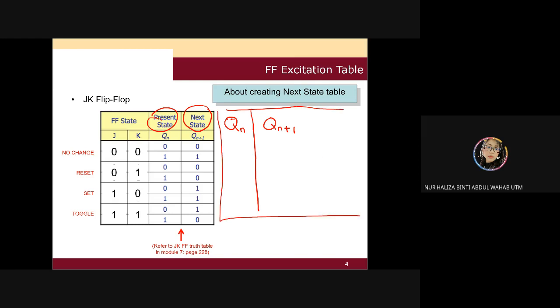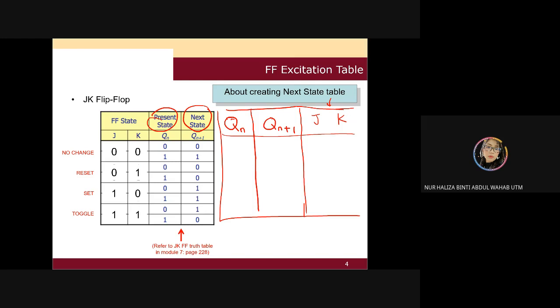Okay, I have this one. What I'm going to come up with will be my IF. This is my JK flip-flop. I'm going to find out what is the value of my J and K.